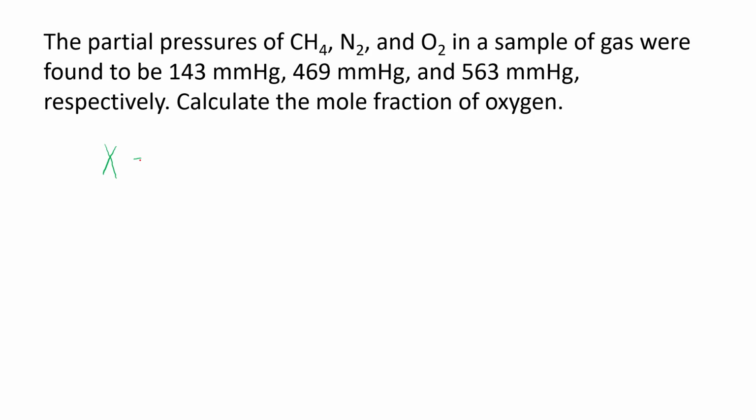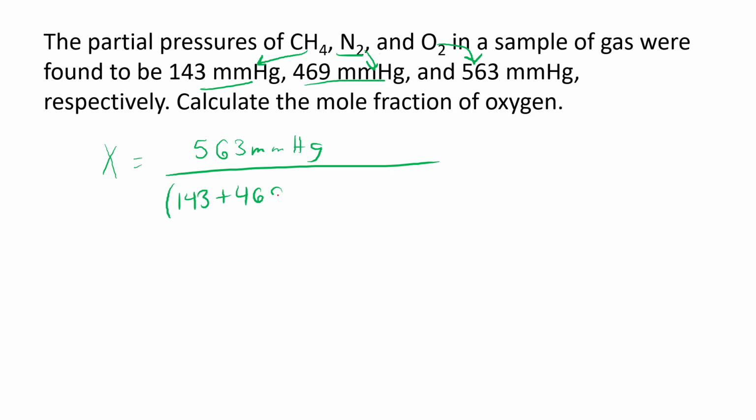So we have mole fraction equals the partial pressure. Which one are we looking for? So this one goes here. Respectively just means whichever one's listed first is first, whichever one's listed second is second, and whichever one's listed third is third. So for the mole fraction of oxygen, 563 goes on top, and then you put the total on the bottom. So what's my total? 143 plus 469 plus 563 millimeters of mercury. And if you do that math, you get a mole fraction of oxygen equal to 0.479.